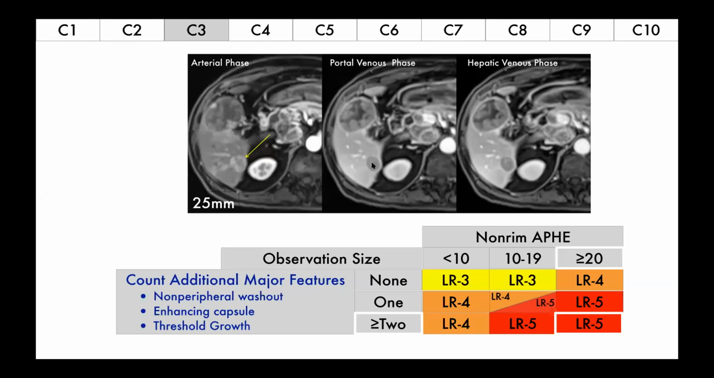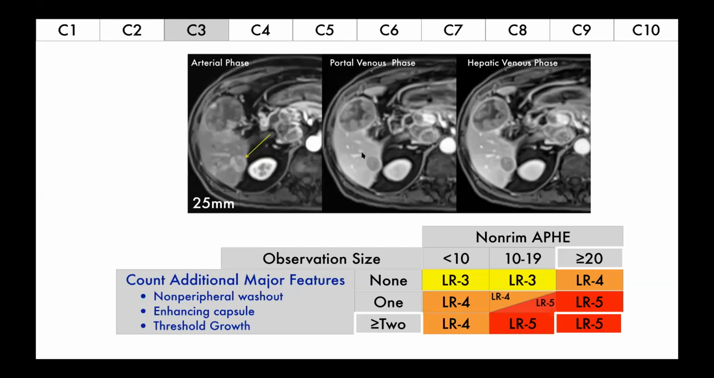Now, because of that slow washout, and that may be due to a particular differentiation pattern of these observations, we are forced to scan these patients for a much longer time. That's one of the deviations which we tend to use as compared to the standard LI-RADS algorithm: washout is not defined purely in the portal or hepatic venous phase. It may be seen much later as well.